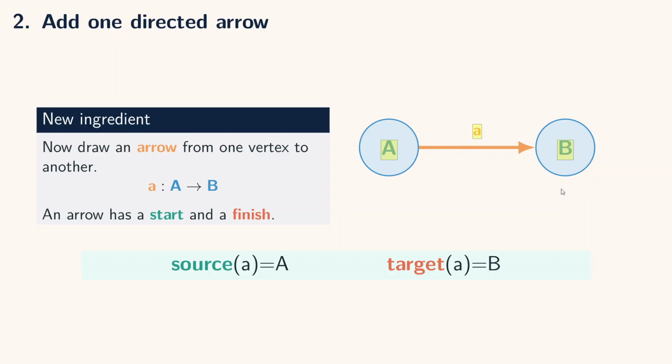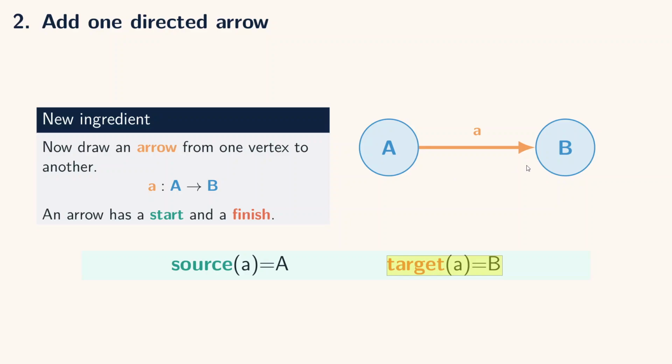Now, associated with this arrow, we record 2 pieces of information. The source of a is A. We write that as source of a equals A. And the target of a is B. We write that as target of a equals B. In the picture, you see the 2 dots, A on the left and B on the right, and a single arrow drawn between them, pointing from A toward B, and the arrow is labeled a.